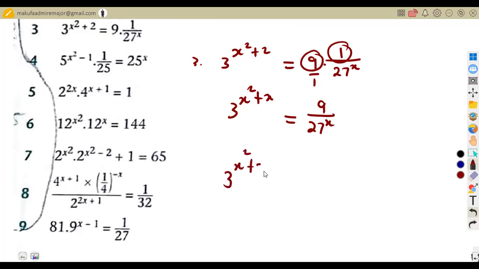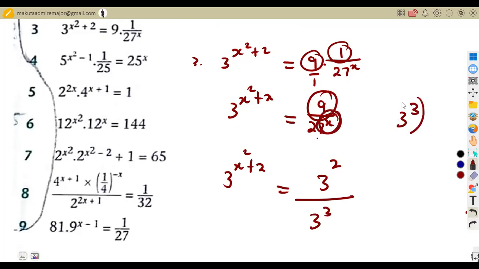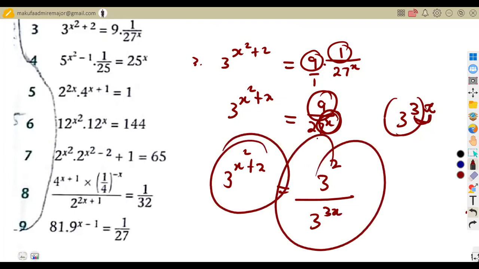But in the base of 3, what is this 9? It is 3 to the exponent of 2. What about 27? We talked about this. It is 3 to the exponent of 3. But there's x already multiplying here, so it will be 3 times x, which is 3x.